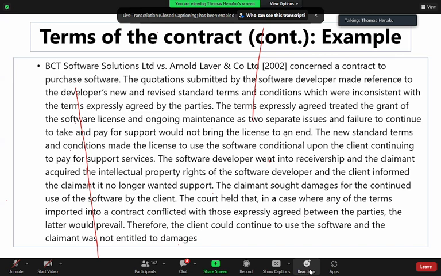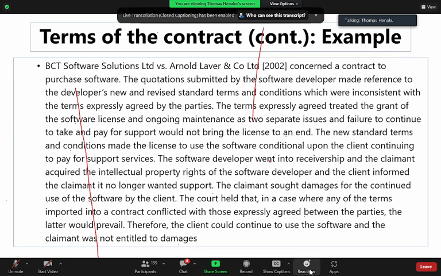If you look at that, that is coming from something that has been said already. The terms expressly agreed treated the grant of the software license and ongoing maintenance separately. Now the new standard terms and conditions made the license to use the software conditional upon the client continuing to pay for support services and maintenance. That is what it means.